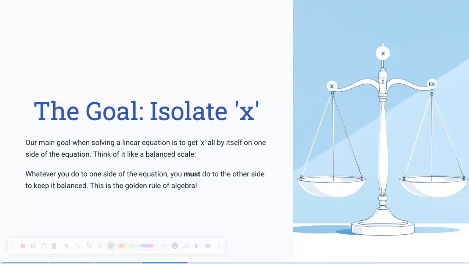So what do I mean by isolating? It's by getting it all by itself onto one side of the equation. So we're going to think about it as a balanced scale. Whatever you do to one side of the equation, you're going to have to do to the other. And this is actually the golden rule of algebra when solving linear equations.